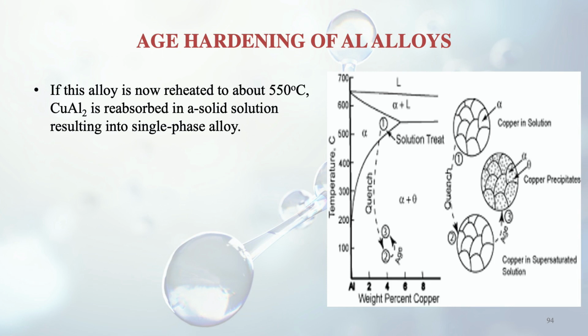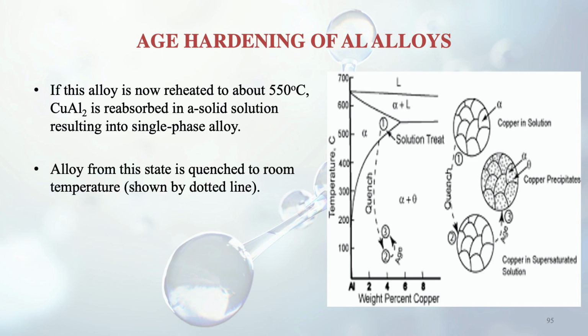After this alpha cools down, we are again reheating it to about 550 degrees centigrade. So what will happen is that the copper aluminide that was formed will be reabsorbed in the alpha solid solution, and there will be a single phase alloy like we discussed earlier. Single phase alloy will be there, and from this state now it will be quenched.